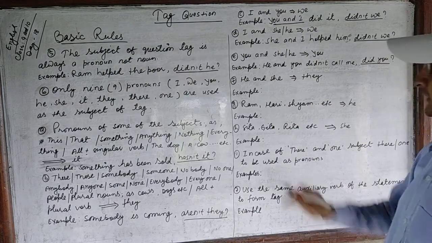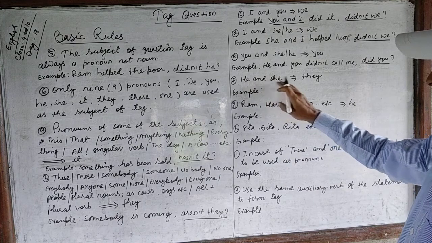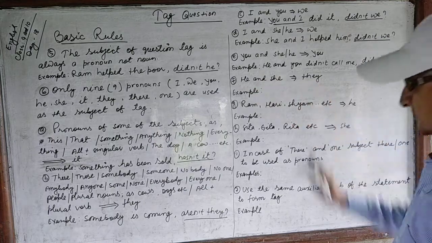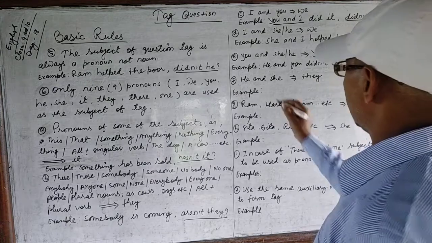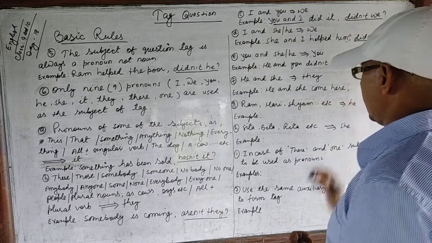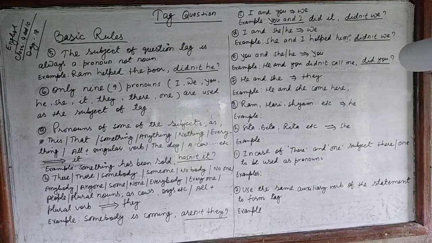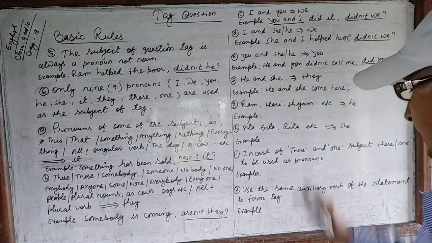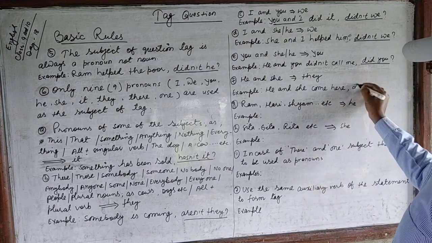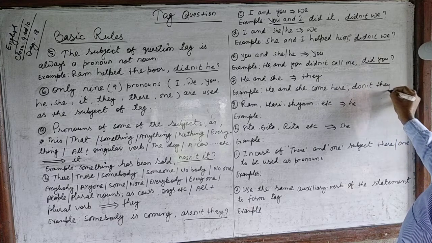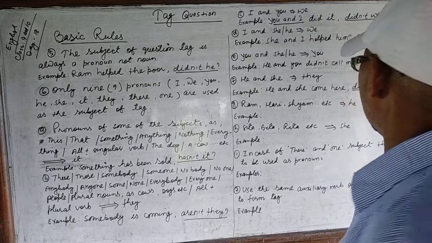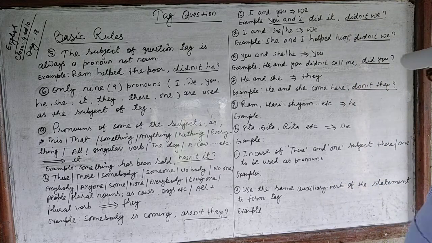Let's see another rule. If there is he and she, the subject of the tag is they. Let's write one example. He and she come here. If there is he and she, we write they as a subject in the tag. So we write don't they. Don't they is the tag, and they is the subject of the tag.